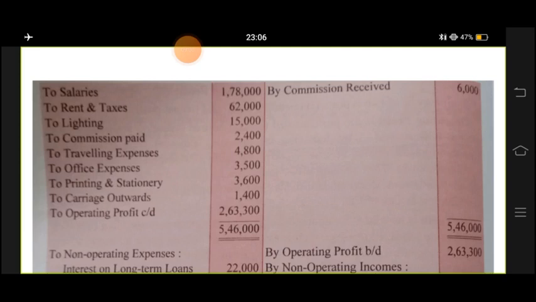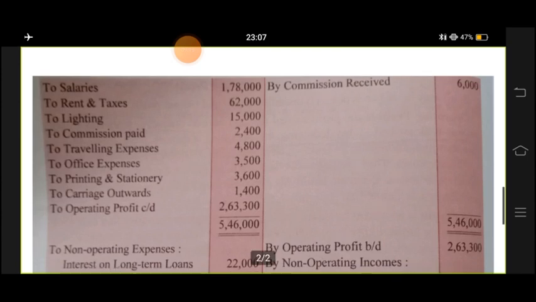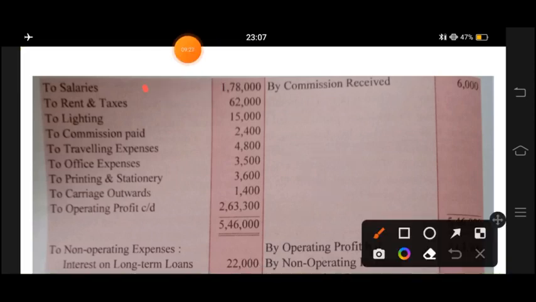तो ऑपरेटिंग प्रॉफिट में पहले हम उन सारे ट्रांजेक्शन्स को लिखते हैं जो बिजनेस के यूजुअल ऑपरेशन से रिलेटेड हैं, जैसे सैलरी, रेंट, टैक्स, लाइटिंग। ये बिजनेस के यूजुअल ऑपरेशन से रिलेटेड हैं, इसलिए इन सब को हम डेबिट करते हैं एज फॉर द कैलकुलेशन ऑफ ऑपरेटिंग प्रॉफिट. And ultimately these all are recorded in the debit side of profit and loss account.